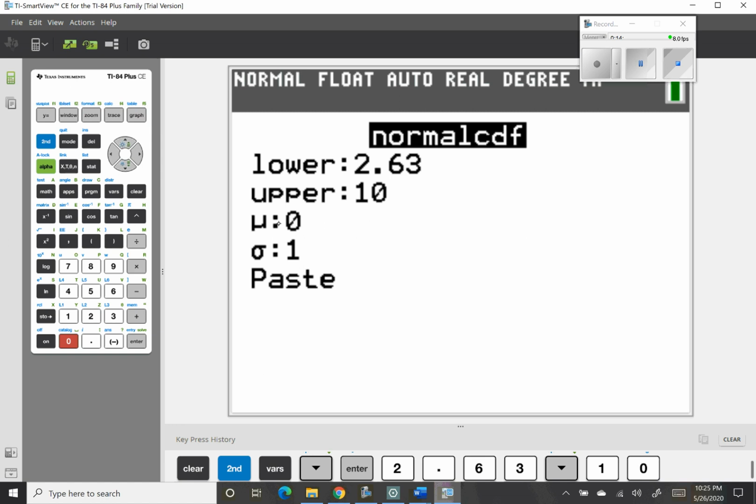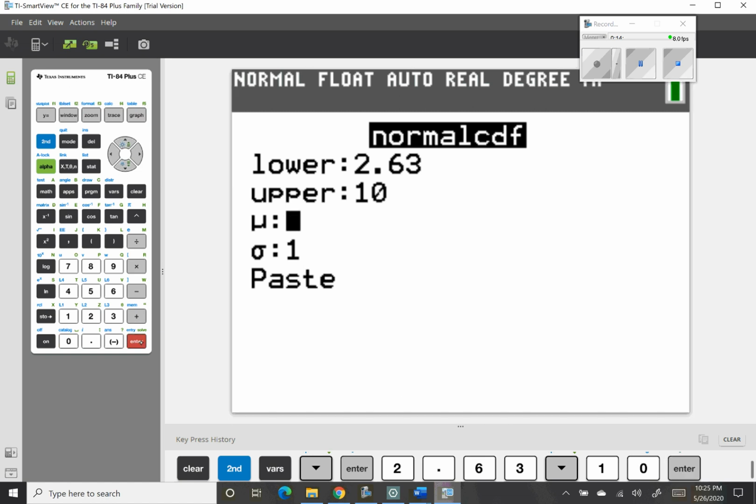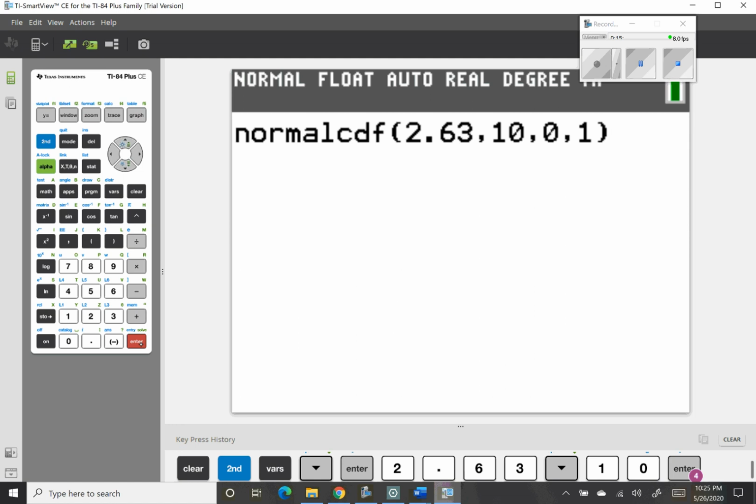These two things represent things. This represents the mean. That fancy U symbol represents the mean of our normal distribution. And this weird looking symbol with a tail on top represents the standard deviation number. These two numbers are always going to be 0 and 1. Never change them. Go down to where it says paste, hit enter, and then hit enter again.